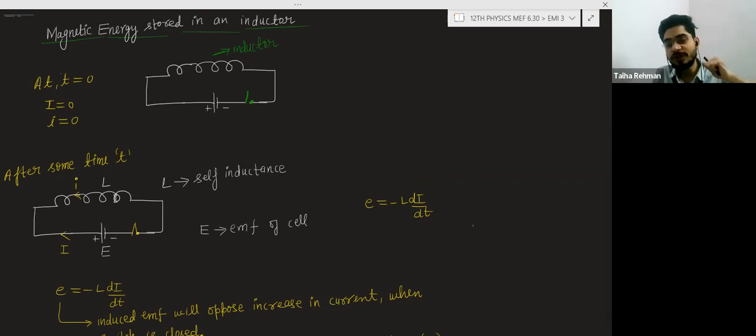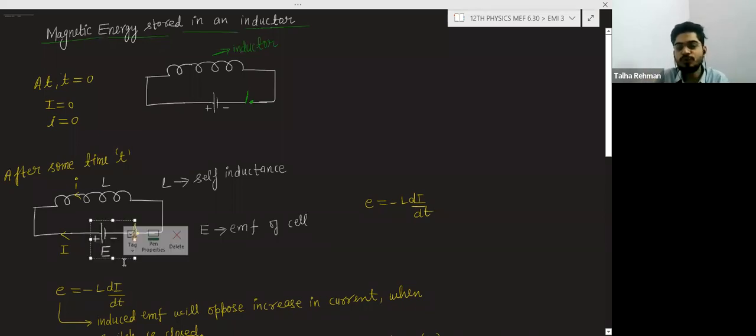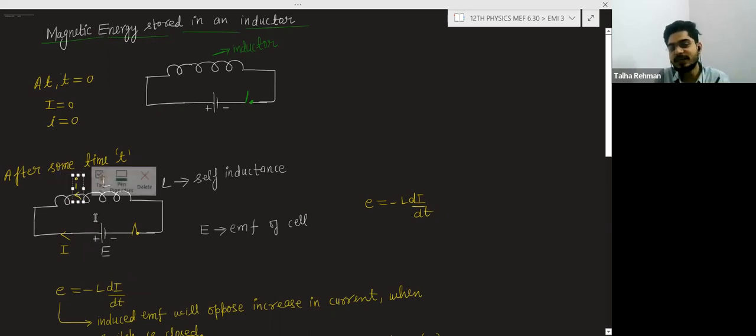So what do you have to do? This battery has to do some external work to increase the current, because this induced EMF is opposing the increase in current. So to maintain the current in the circuit, this battery has to do some work. That work will be stored as magnetic energy in the inductor. So that work is what we have to calculate.